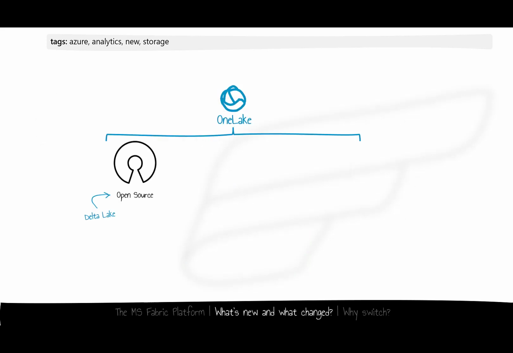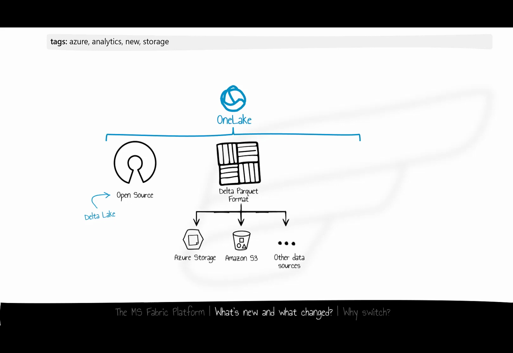Microsoft created OneLake using the open source format for building a Delta Lake, using the Delta Parquet format. The Delta Parquet format is able to expose data in unstructured formats such as in Azure Storage accounts, Amazon S3, or in future Google accounts as well. Lastly, the reason for all this is to allow creation of a lakehouse architecture.